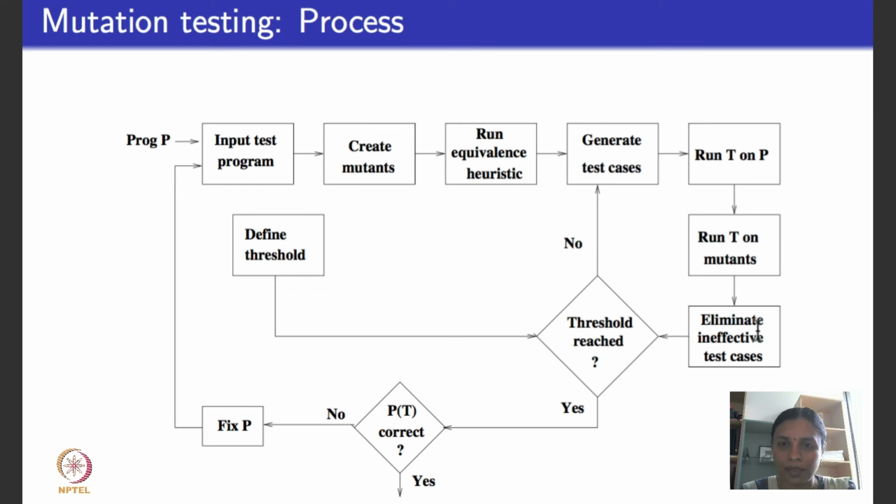I eliminate it. And I will usually have a threshold that is defined independently by, let's say, a quality auditor or somebody, which tells you how many mutants to test the program for. If I've reached my threshold, then I finish and exit. If there are any errors that I found, then I fix the program and I go back. If I have not reached my threshold, then I generate more test cases and repeat this process. So this is how mutation testing works at a broad level, step by step.